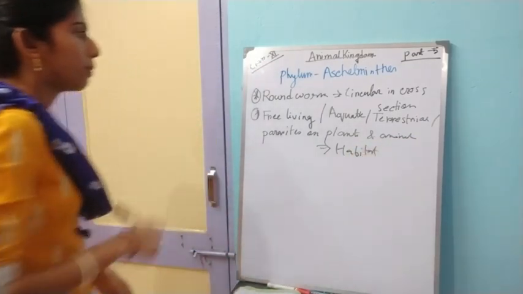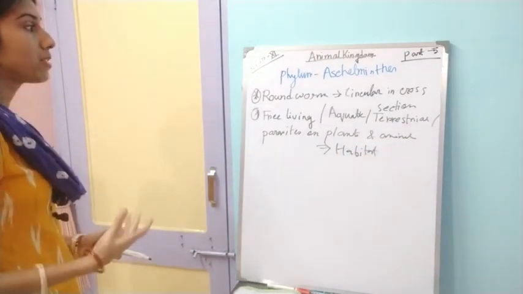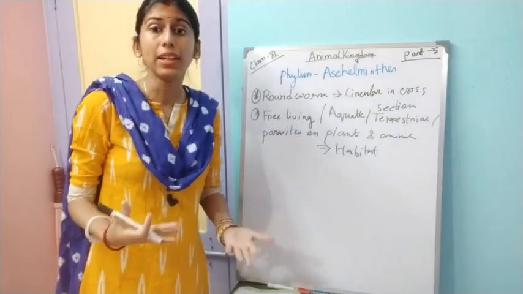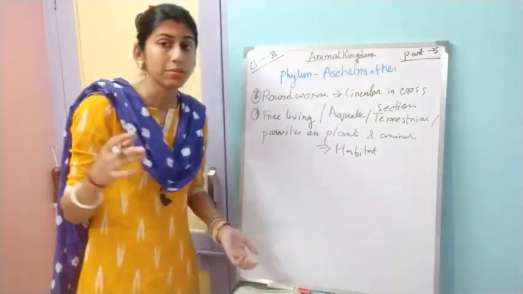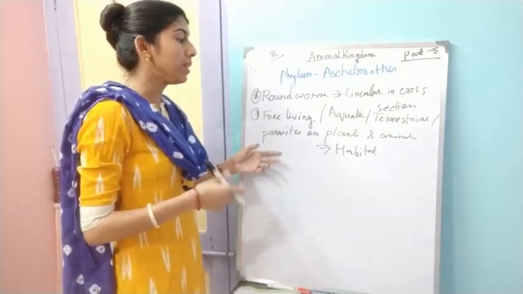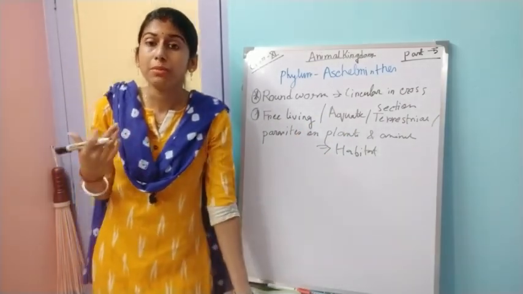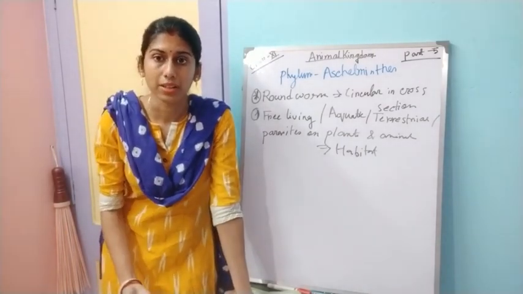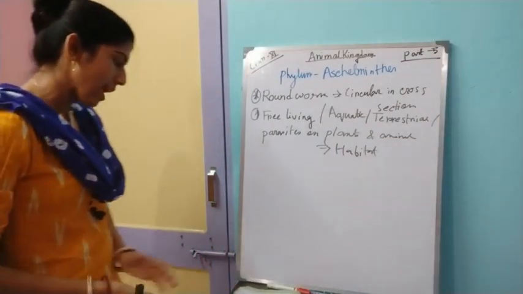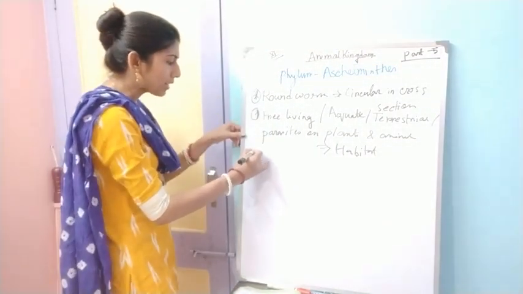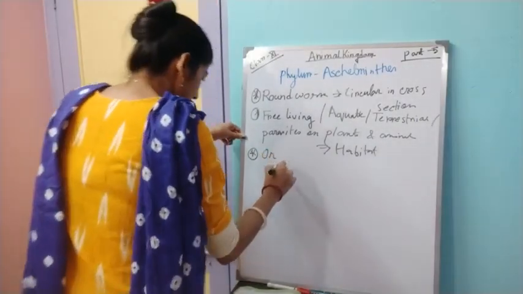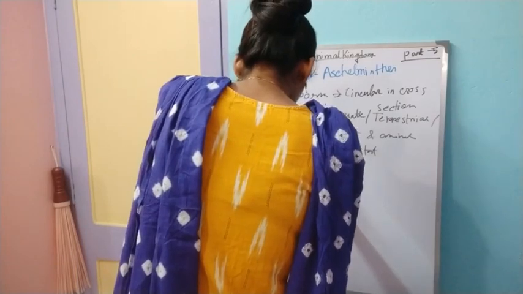So the members of Aschelminthes may be free living, that means they can live freely. They can live in aquatic, that means in water, or on land, called terrestrial, and they may be dependent on others. It may be a plant or it may be an animal. That's why they are parasites on plants and animals. And what kind of body organization can be found in their body? There is organ system level of body organization.